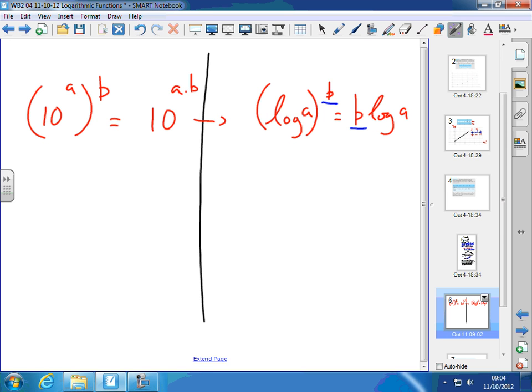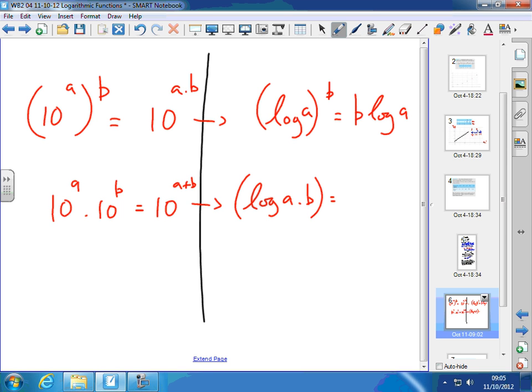Okay. The other one that's useful is 10 to the power a multiplied by 10 to the power b is 10 to the power a plus b. Add the powers. So therefore, as far as logarithms is concerned, the logarithm of a times b is the same as the logarithm of a plus the logarithm of b. So in other words, you turn multiplication into addition.